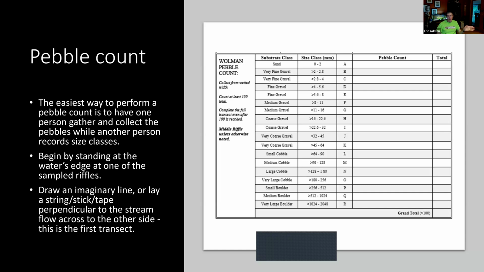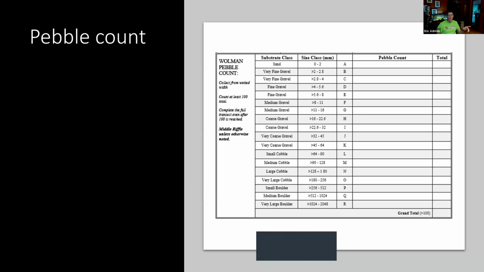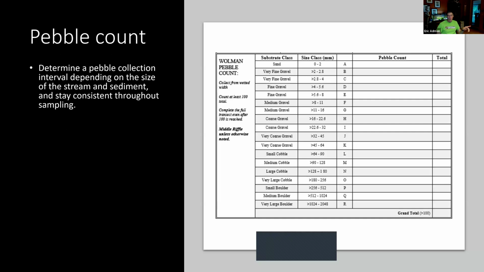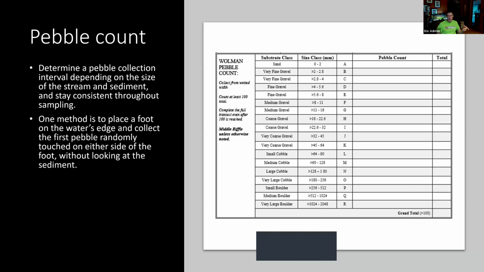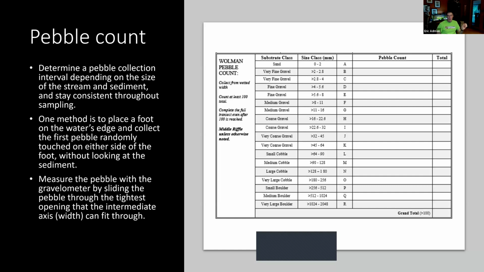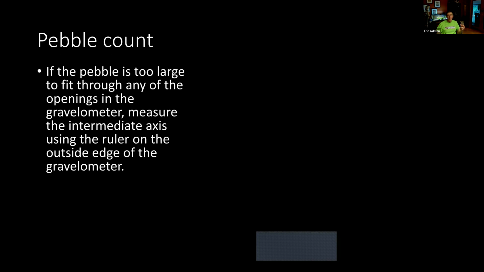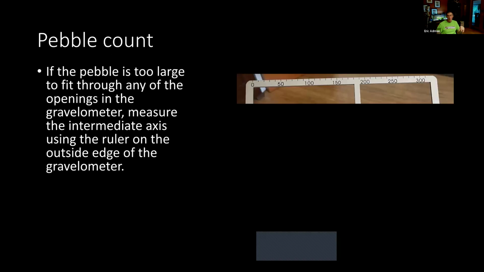You either make a transect or you have an imaginary transect across the stream. And then you say, okay, my interval is going to be whatever it is, depending on the width of the stream. You can use the foot method that I described. Then you take that stone that you've randomly contacted or picked up, put it through the gravelometer, call out the size, and the person records it. And if it's too big to fit through any of the openings, you can measure it using the ruler portion.